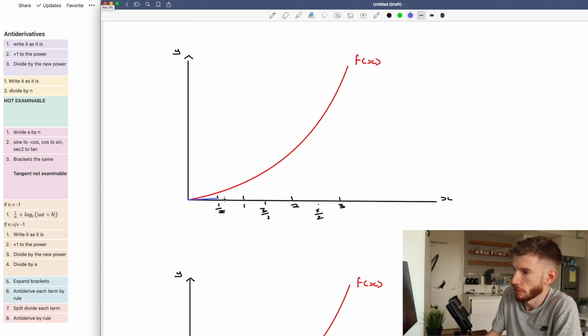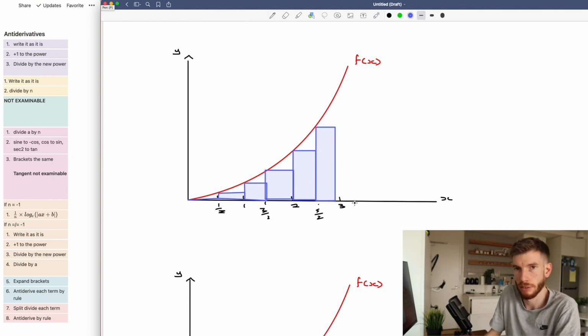So the first one's going to be 0, the next one's going to be here. The next one then is going to be here, and so on. So you can still see it's still underestimating on the left in this case, but the amount of underestimation is much, much smaller. So we've gotten more accuracy if we reduced that interval.